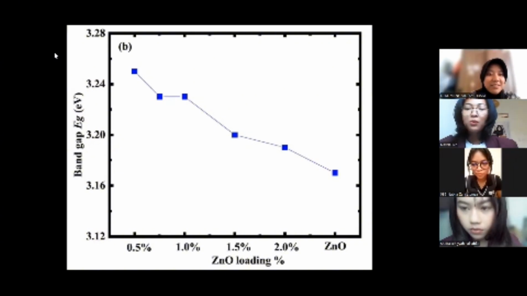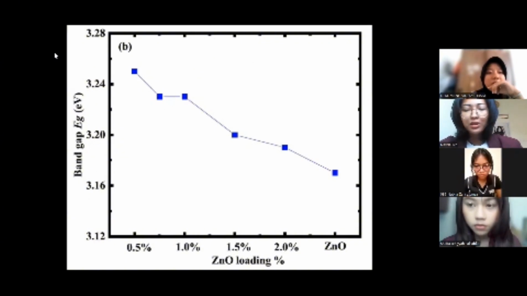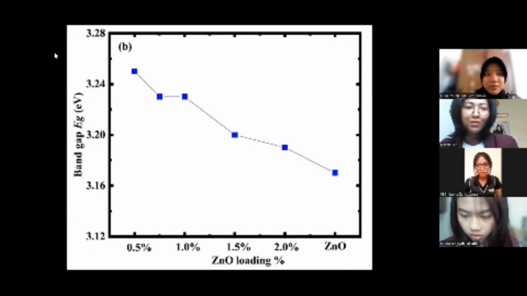And then, one possible explanation for this decrease lies in the quantum confinement effect and the interaction between the zinc oxide nanoparticles and the matrix. As more zinc oxide is incorporated, it may introduce defect states or change the local electronic environment, resulting in a narrowing of the band gap. According to a study published in the Journal of Material Science, such modifications in the band structure are common when semiconductor oxides are doped or composited with other materials.